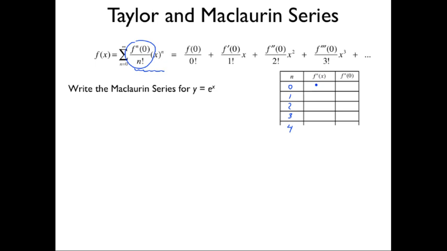f of x, the 0th derivative, is the function itself. So what function are we dealing with here? e to the x. So then what do we do? We evaluate at 0, right? So the 0th derivative, or just the function value taken at 0, is 1, because e to the 0 is 1. Then when n is 1, we take the first derivative. The first derivative of e to the x is e to the x. Now we take the first derivative at 0. What's that? 1 again.